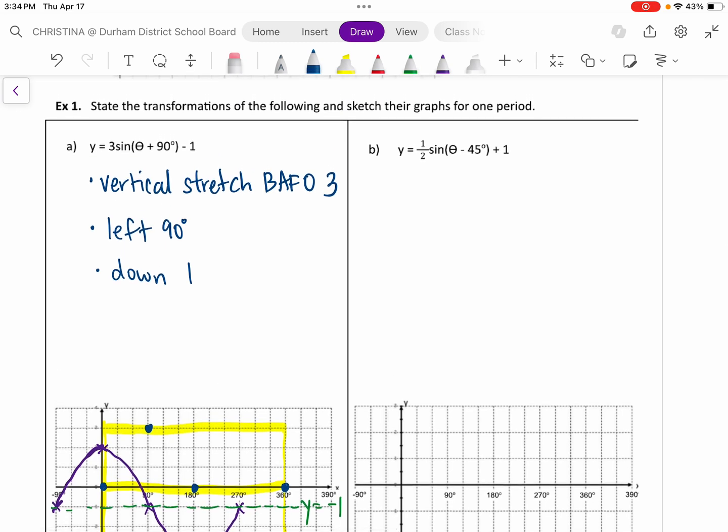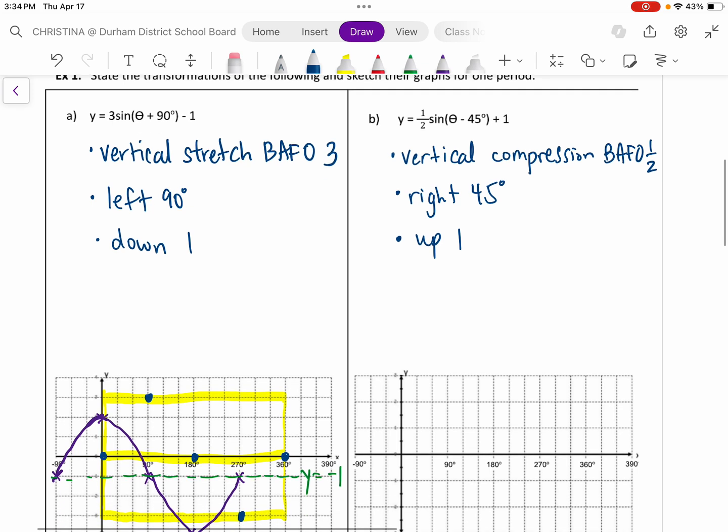Second one here, let's read it again. So the half is the amplitude, so that's going to be a vertical compression, because it's a half. It's going to be smaller by a factor of half. And then that -45 is going to go the opposite way, right? So it's going to move it right 45 degrees. And then the +1 is going to shift the whole graph up 1 unit.